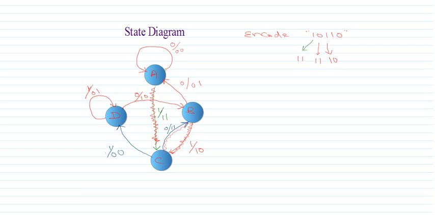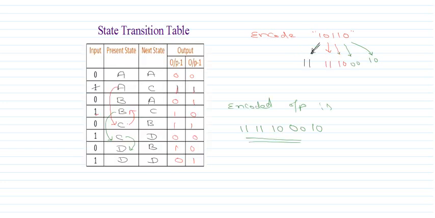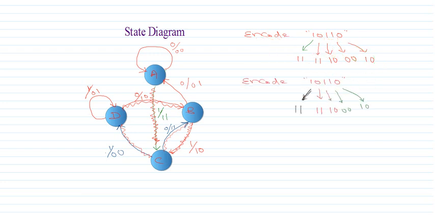Now when I'm in state C, when I get an input of 1, I'll be moving to state D like this with an output of 0 0. Then finally from D state the input is 0, so we are going to B state with an output of 1 0. If you take that previous output and compare here, this is the output I got from the state table, and this is the output I am getting from the state diagram.